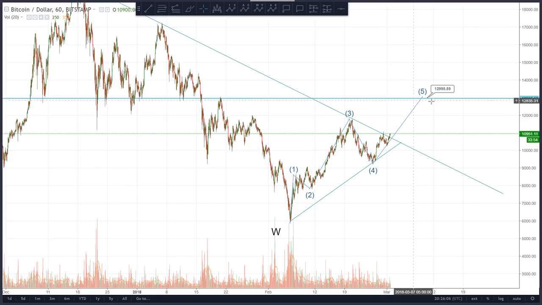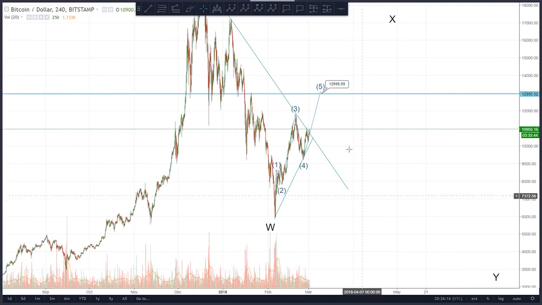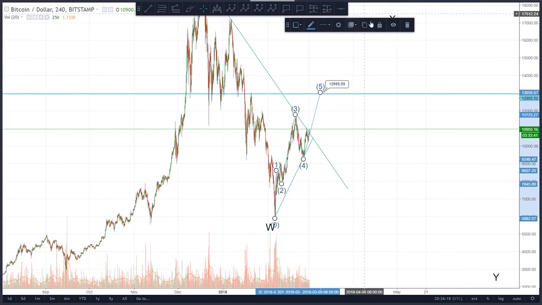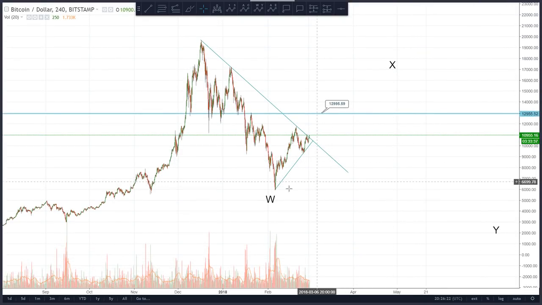Yeah, so anyway, this is our target. Once it hits there, so going back to our 4-hourly chart, let's take this away now. The way in which it goes from W to X, I'm expecting it to go in an ABC pattern. And that ABC is going to look like this.